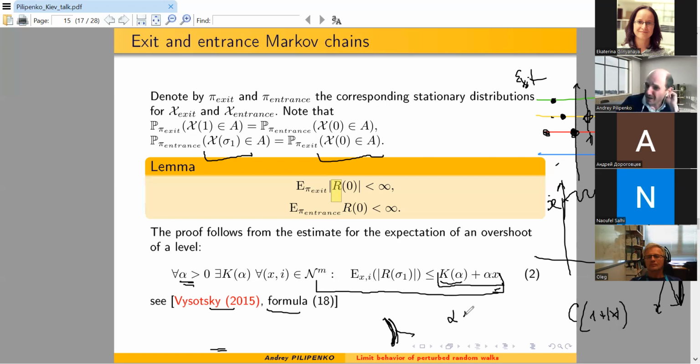So if alpha C is less than one, then if you go down and then you go up, this entrance is dominated from above by some constant times the expectation of the previous entrance times a number which is less than one.